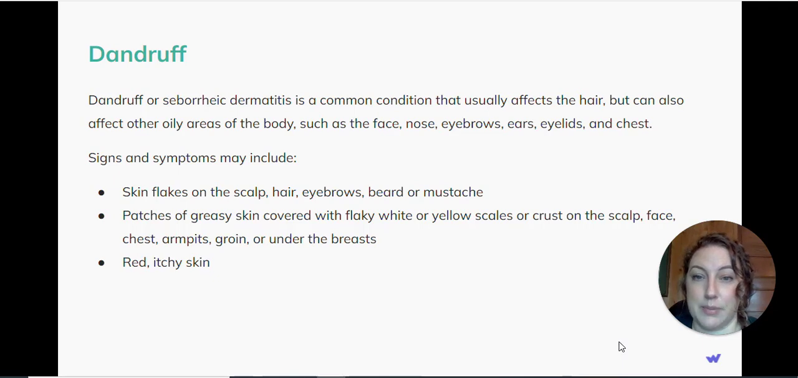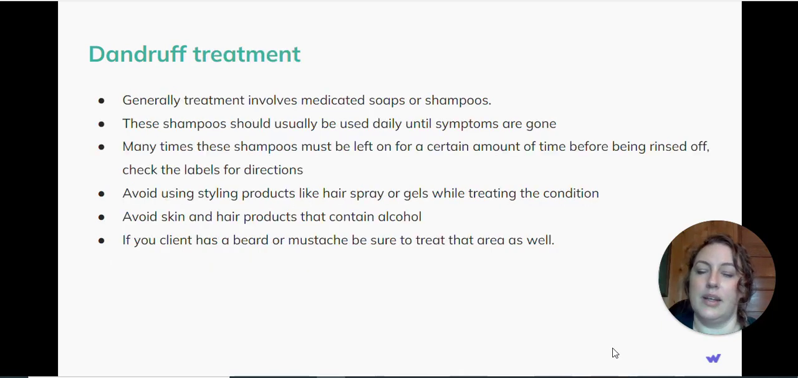Dandruff or seborrheic dermatitis is a common condition that usually affects the hair, but can also affect other oily areas on the body, such as the face, nose, eyebrows, ears, eyelids, and chest. Signs and symptoms can include skin flakes on the scalp, hair, eyebrows, beard, or mustache, patches of greasy skin covered with flaky white or yellow scales, or crust on the scalp, face, chest, armpits, groin, or under the breasts. It can also include red, itchy skin.